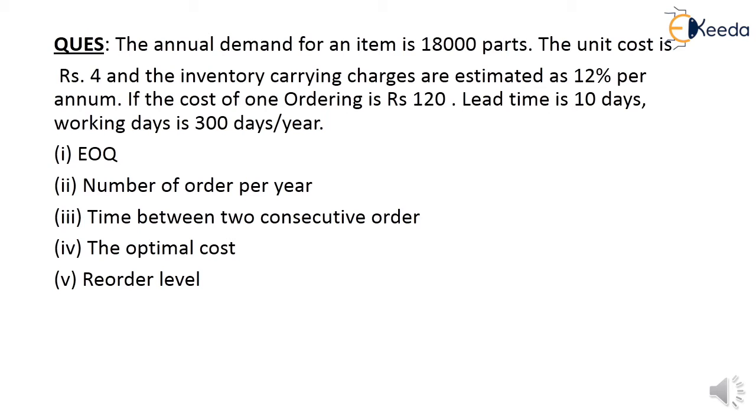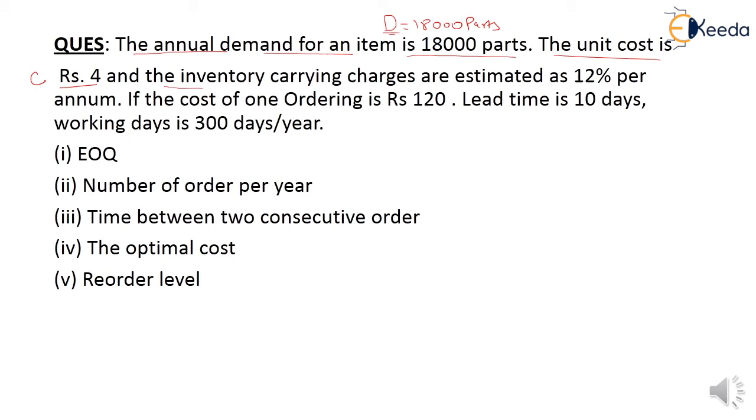Read the question. The annual demand for an item is 18,000 parts. So it is nothing but the annual consumption of the item, capital D, which is given as 18,000 parts. Okay friends. The unit cost is rupees 4. So it is C. The unit cost is rupees 4.